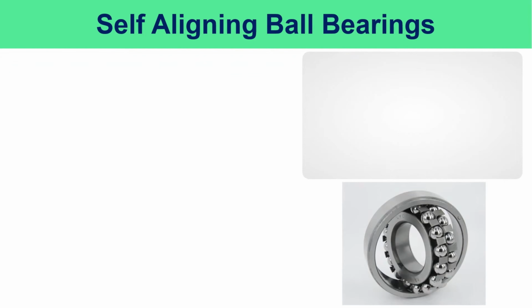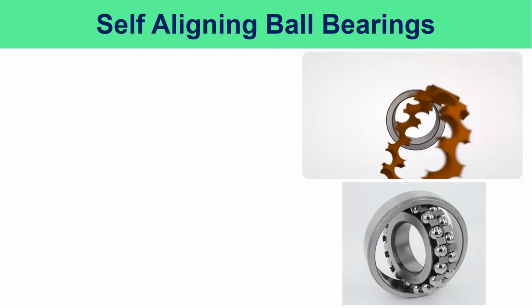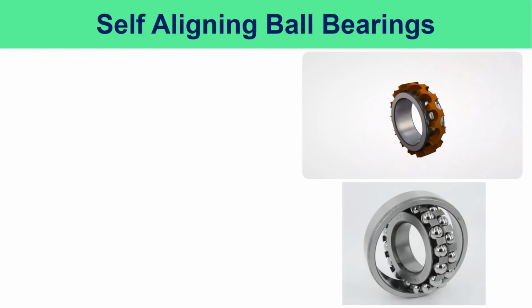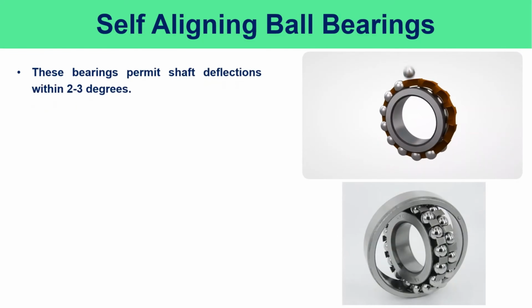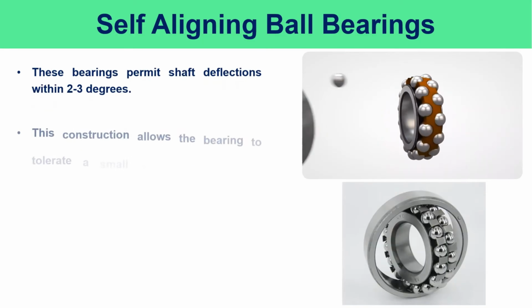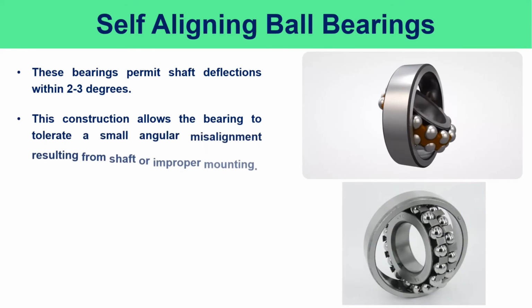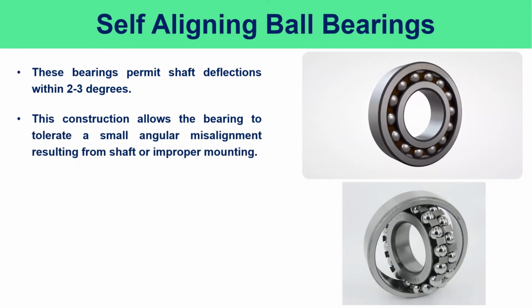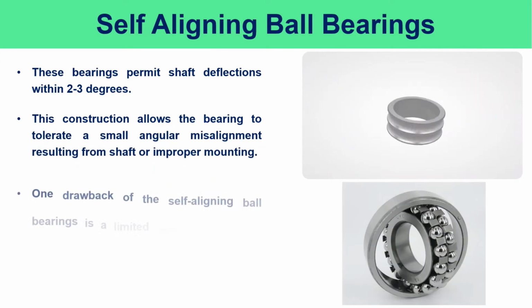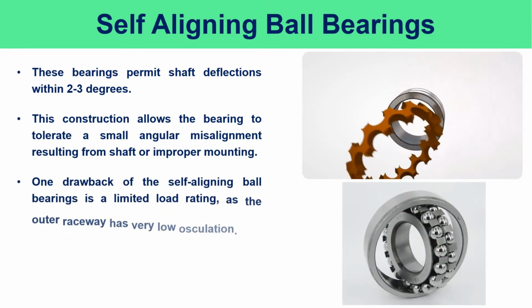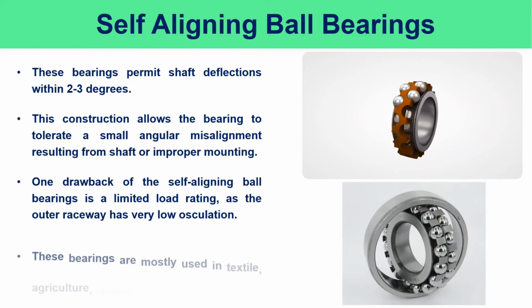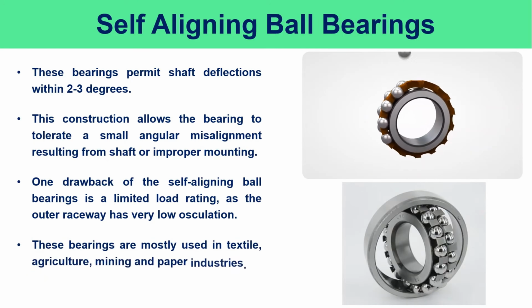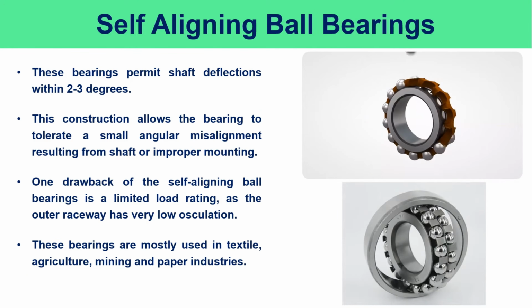Self-aligning ball bearings. A self-aligning ball bearing consists of two rows of balls secured and separated by a cage, on an inner race and a sphered outer race. These bearings permit shaft deflections within 2 to 3 degrees. This construction allows the bearing to tolerate a small angular misalignment resulting from shaft deflection or improper mounting. One drawback of self-aligning ball bearings is a limited load rating, as the outer raceway has very low oscillation. These bearings are mostly used in textile, agriculture, mining and paper industries.